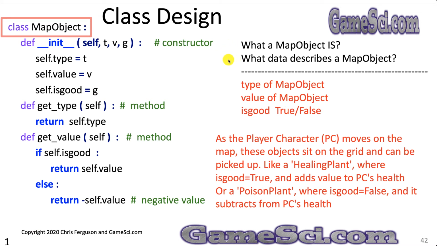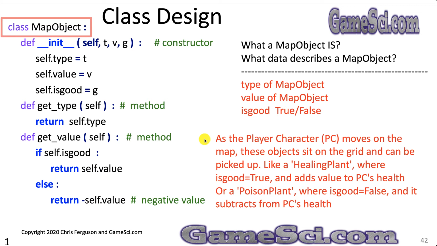What data describes a map object? The information that describes the thing we're trying to build, a map object, will define the variables we want to create. I came up with this list. We need a type of the map object. We need a value for the map object. And we need an isGood flag. IsGood true means it's a good thing. IsGood false means it's a bad thing on the map, something we don't want to pick up.